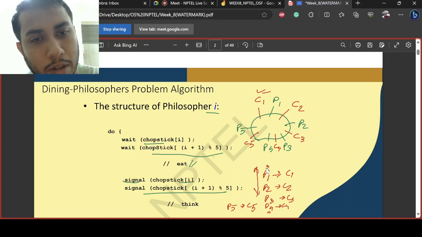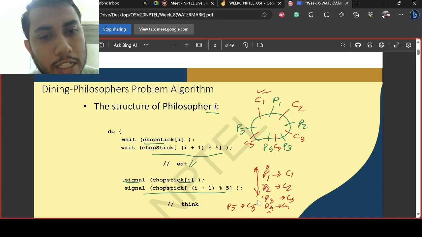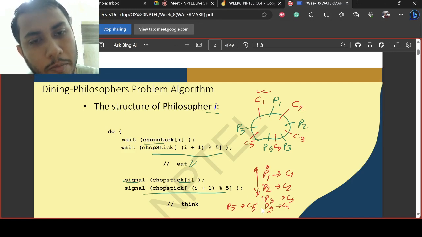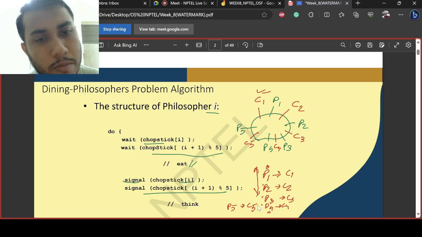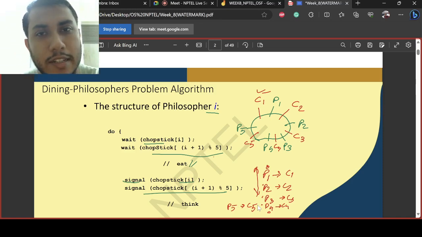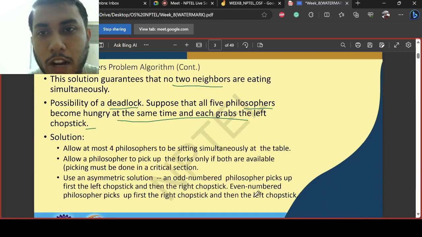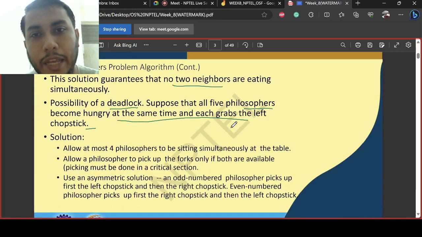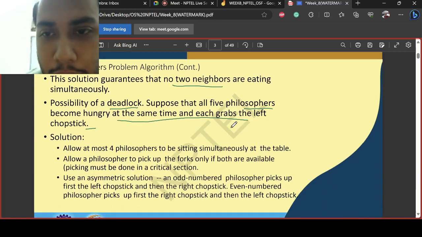See, P1 will not be able to eat because it requires C2, and C2 is currently occupied by P2. Again, P2 will not be able to eat because it requires C3, but C3 is currently occupied by P3. Again, P4 is not able to eat because it has C4, but it doesn't have C5 because C5 is currently held by P5. So as a result, this is a deadlock: none of them are able to grab the right chopstick. They only have one chopstick at a time.